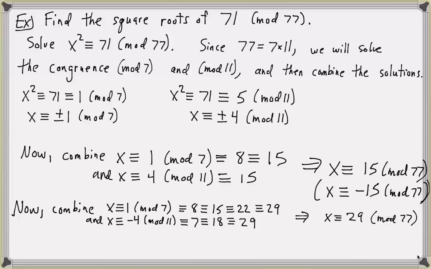And likewise, x congruent to negative 29 is also a solution. You can verify that if you combine x congruent to negative 1 mod 7 and plus or minus 4 mod 11, you'll get the same set of answers. You'll get either plus or minus 15 and plus or minus 29. So therefore, the 4 square roots of 71 mod 77 are plus or minus 15 and plus or minus 29.